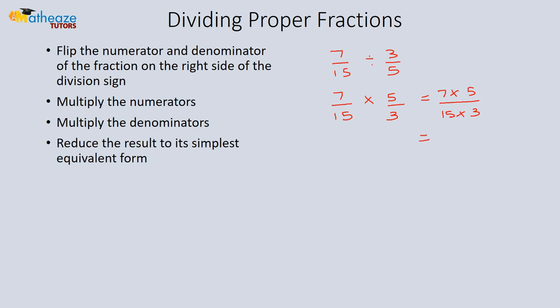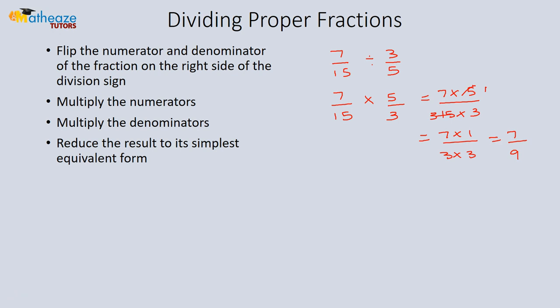So you always have two choices. One is to find a common factor in the numerator and denominator. So we can reduce 5 and then 15. So this will give us 7 times 1 over 3 times 3. This is going to give us 7 over 9.